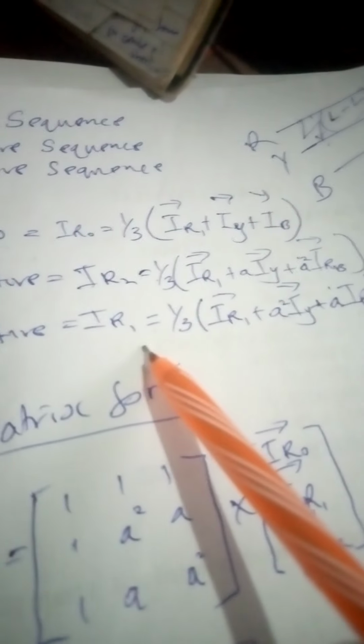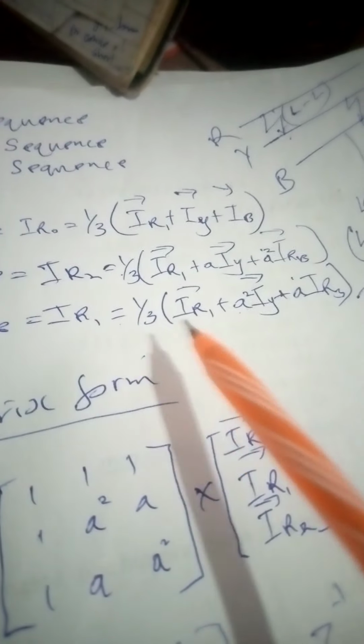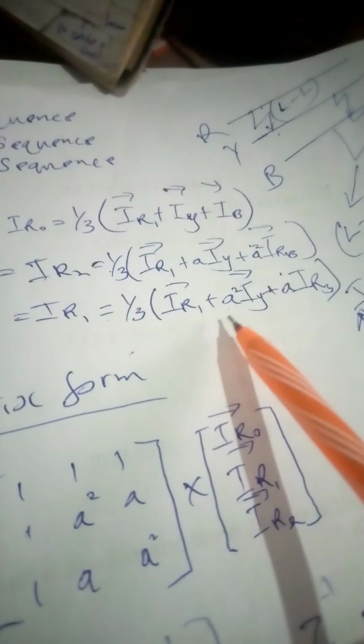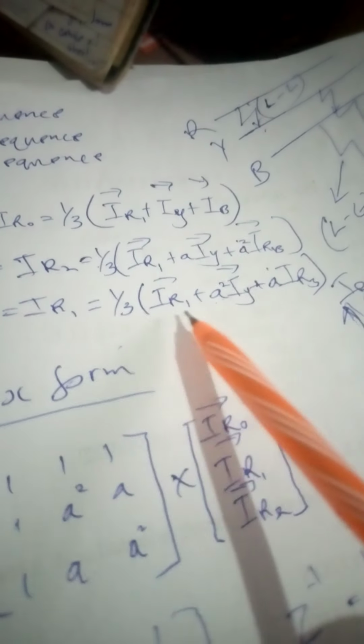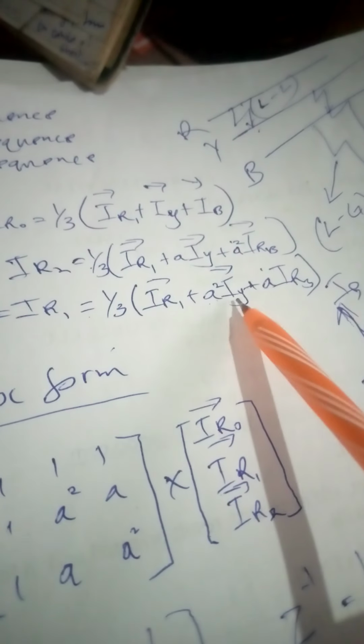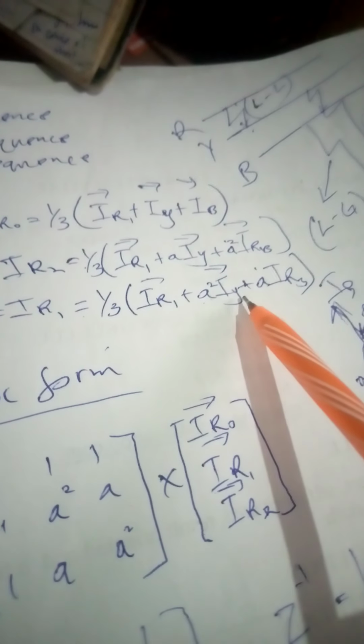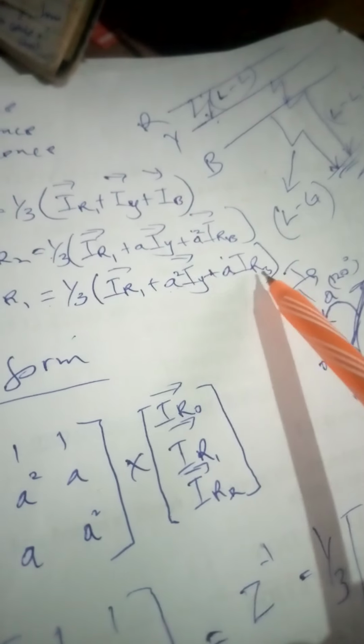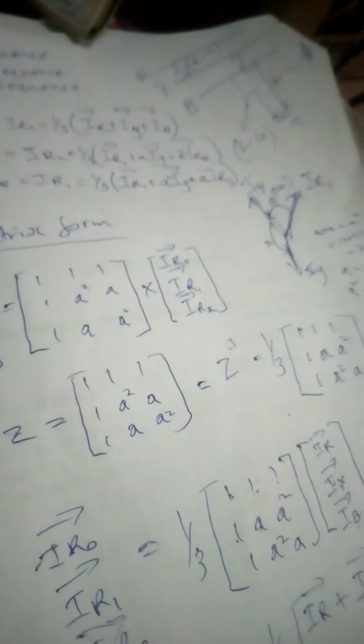Again, you can confirm here. You see this one is given A squared IR plus A squared I yellow plus I at blue. At blue phase. You can see what is happening here.